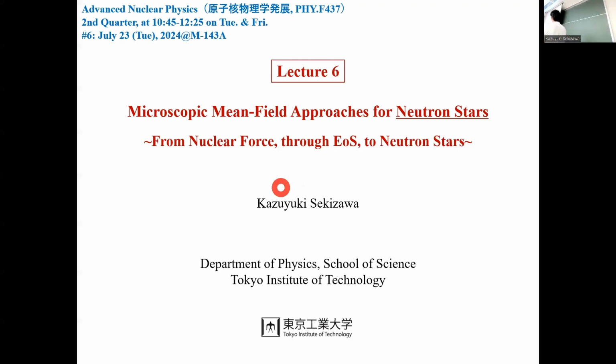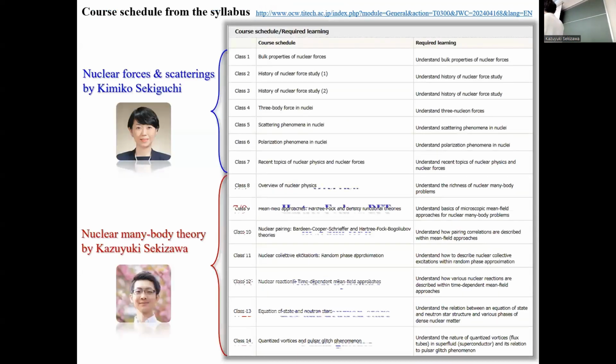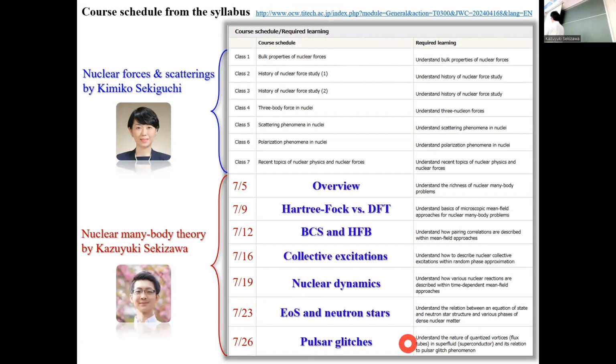So today I will explain how nuclear physics is connected to the physics of neutron stars, starting from the nuclear force. Actually, we can derive the so-called equation of state, which is directly connected to neutron star structure. As I mentioned, in this lecture I will give an introduction to neutron star physics.